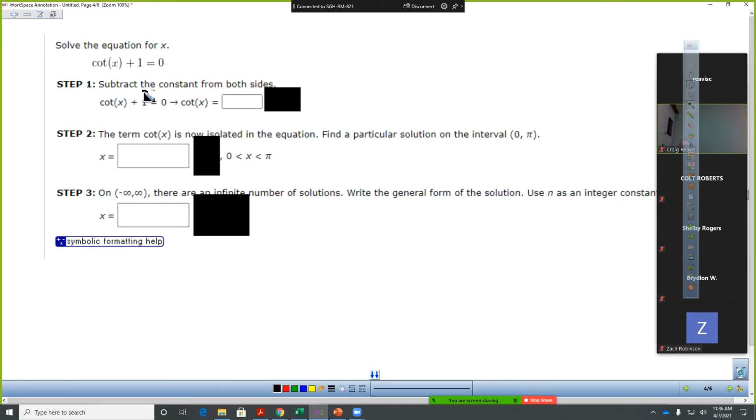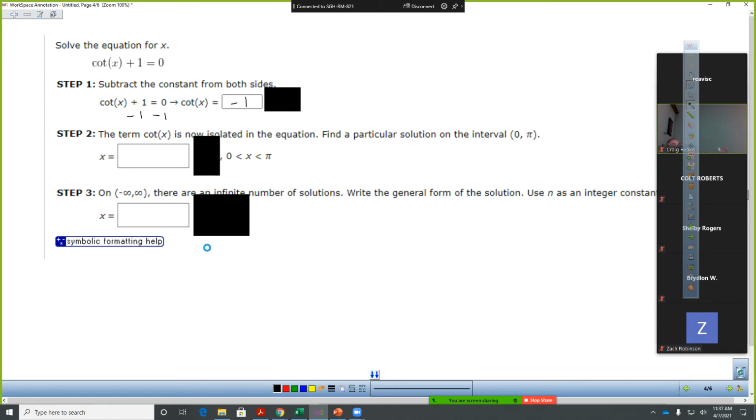All right. Same thing. So this one's sort of stepping you through it. It's telling you to subtract the constant from both sides. So I want the cotangent of x plus 1 equals 0. So basically what they're saying is I'm going to subtract 1 from both sides. And so the cotangent of x is equal to -1. Now, where is the cotangent equal to -1?